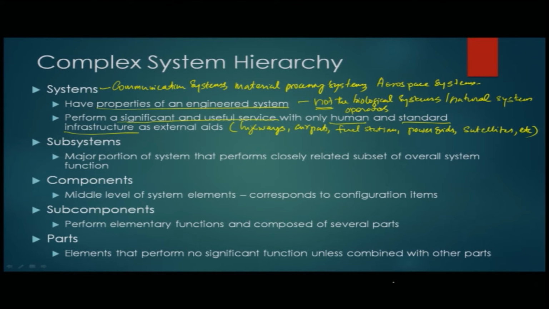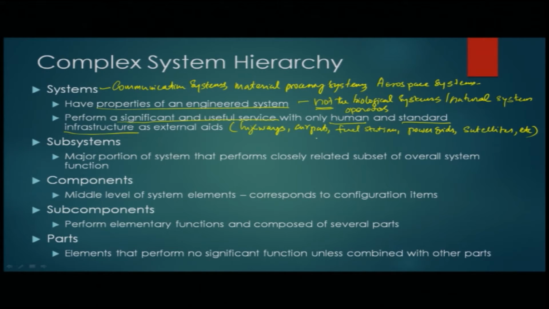So, the aerospace system would require to use an airport. Similarly, a material processing system might use the power grid for powering its machines. A communication system might use satellites, or it might also use the power grids as well. So, it will depend upon the standard infrastructure and human operators to perform a significant and useful service to the user or to mankind.